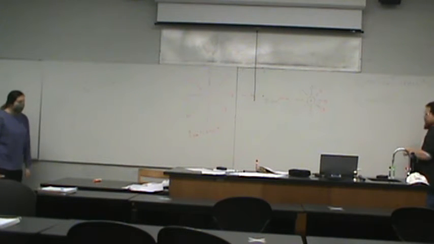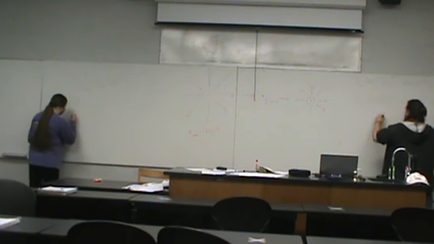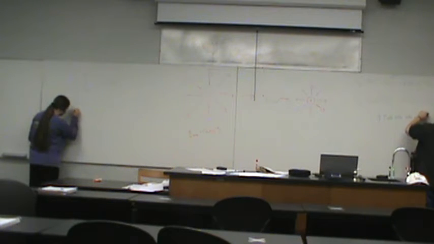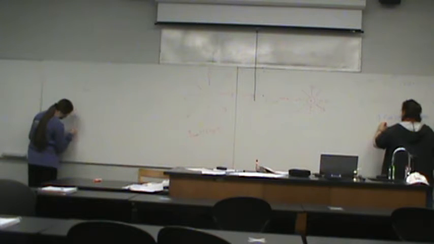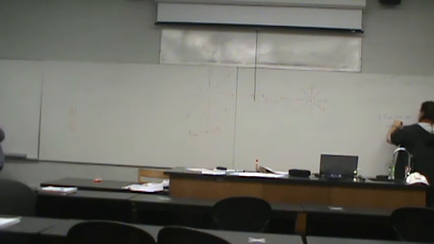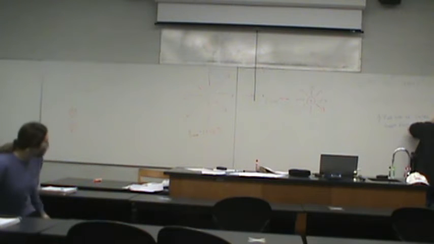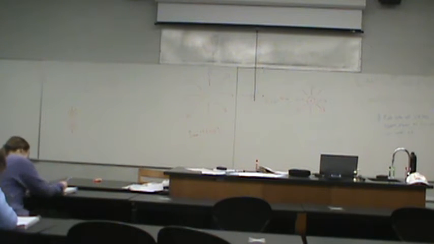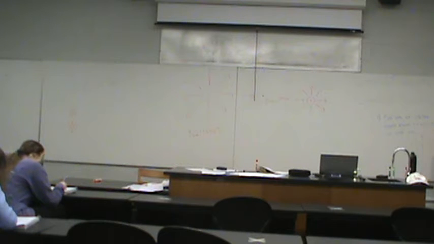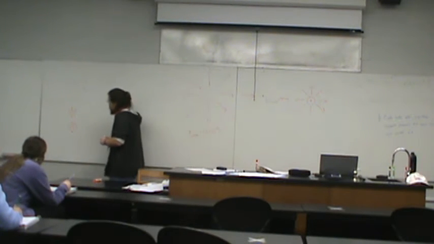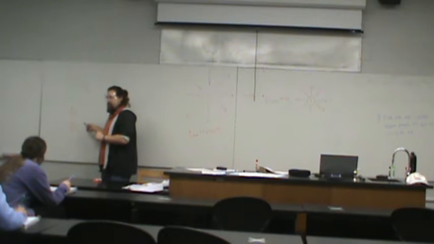So, let me write up these rules as I'm saying them, because I realize I don't have the slides right now. Rule one, field lines are vectors. Field lines are vectors, opposite direction, but same magnitude, can cancel out. We'll get to this, I promise. This is a good question. It's a very good question.